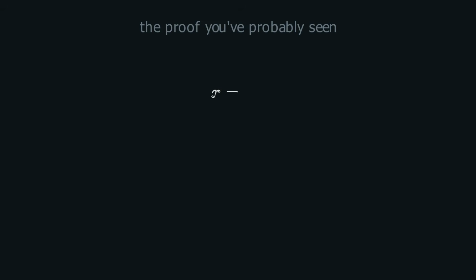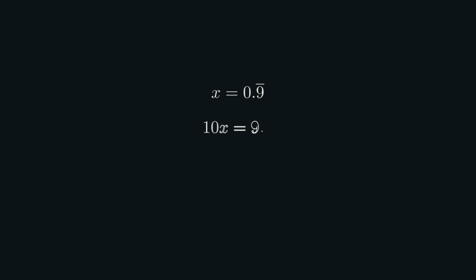There's a second version that feels even slicker. Call our mystery number x, so x is 0.9 repeating. Multiply it by 10, and you get 9.9 repeating. Now subtract the first line from the second. On the left, 10x minus x leaves 9x. On the right, the endless tails line up and cancel, and all that survives is 9. So 9x is 9, which means x is 1.